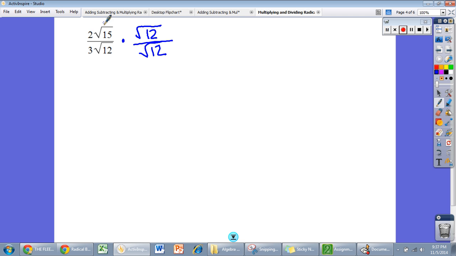So I'm going to multiply 3 times the square root of 12 times the square root of 12. Well, 12 times 12 is 144, and the square root of 144 is 12. So basically, when you're multiplying by the same radical, you get the number and forget about the radical sign itself. So this is going to be 3 times 12. And in the numerator, we're going to do 2 square root of 15 times the square root of 12. What's outside gets multiplied by outside, and 15 times 12 is 180.